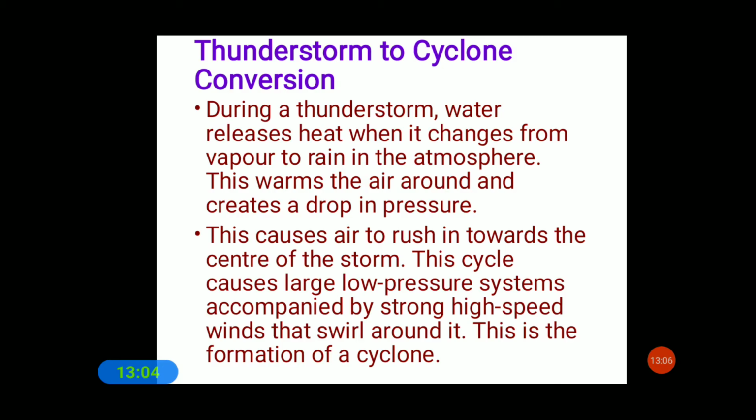Yes students, by seeing this animation, you can see that during a thunderstorm, water releases heat when it changes from vapor to rain in the atmosphere. This warms the air around and creates a drop in pressure. This causes air to rush in towards the center of the storm, and this cycle causes a large low pressure system accompanied by strong high speed winds swirling around it. This is the formation of what we call a cyclone.